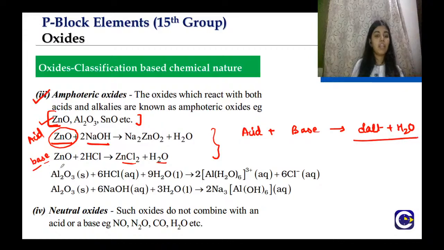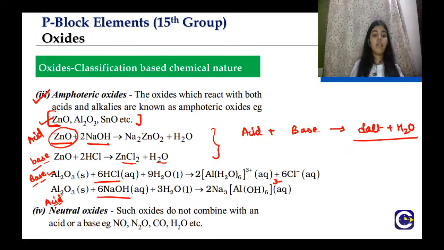Here also if you see Al2O3, when it reacts with acid, it will act as a base, leading to the formation of the complex [Al(H2O)6]3+. While if you treat it with a base, it will act as an acid, leading to the formation of [Al(OH)6]3-.